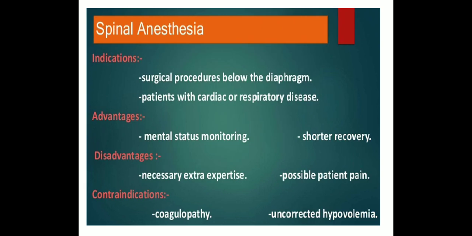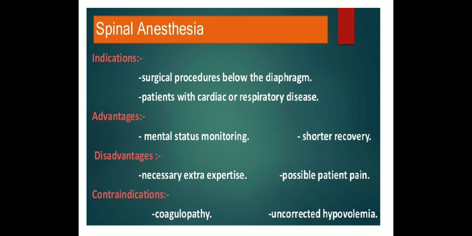Now coming to spinal anesthesia. Spinal anesthesia is given in the spinal cord and it gets mixed with the cerebrospinal fluid. So the indications are surgical procedures below the diaphragm. The diaphragm is a respiratory muscle which is situated just below the lung. It helps in respiration. So for any surgical procedure that is below the diaphragm, we can go for spinal anesthesia. And in patients with cardiac or respiratory diseases, where general anesthesia is contraindicated, in those types of patients we can go for spinal anesthesia.